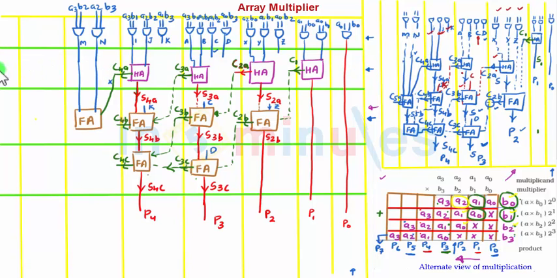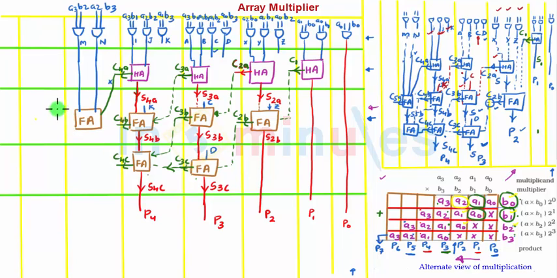all the half adders present in this row will operate simultaneously. All the full adders in this row will also operate simultaneously, and all the AND gates are also operating simultaneously. That's nothing but parallel operation, and that's nothing but the classic thing which happens in array multiplication. As the diagram is over, you'll understand it further.